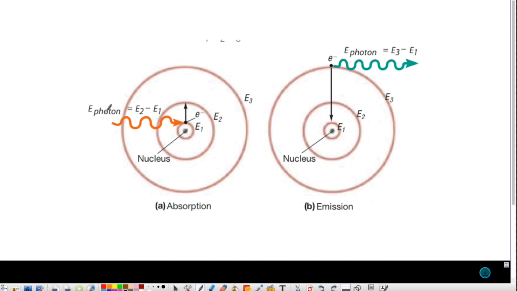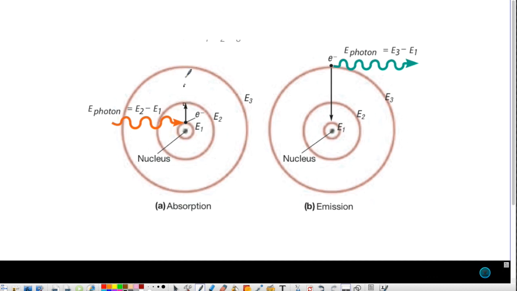So a photon comes in and it hits this electron, and the electron goes up to E2. Okay? So we call this process absorption. Now, the photon that comes in has to have this energy. It can't take the electron to like here. It has to take it up to here.